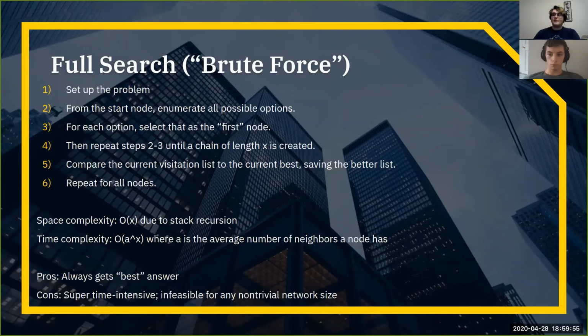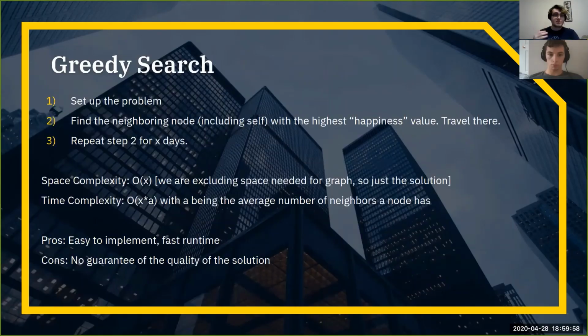On the contrary, the greedy search is a lot faster. What a greedy search does is that it looks at the current neighborhood that it can see, and it just goes to the happiest node that it can see between the current node and all neighbors. And it just repeats it for X days, and that's your solution. Same space complexity because we have to save the solution. But time complexity is a lot better because we do A comparisons only X times. So we have a time complexity of X times A. And the pros about this is that it is relatively easy to implement, and it has a really fast runtime.